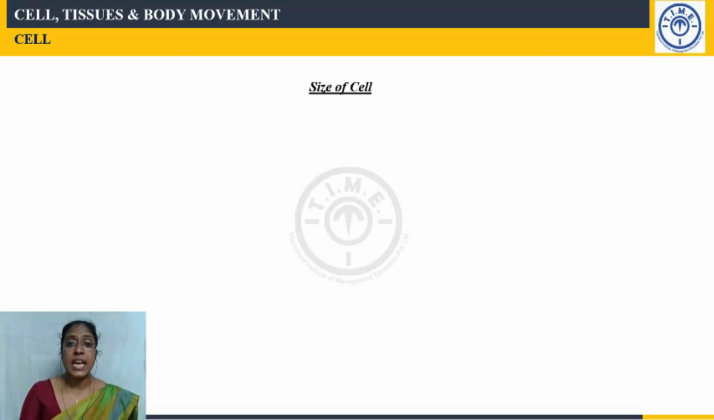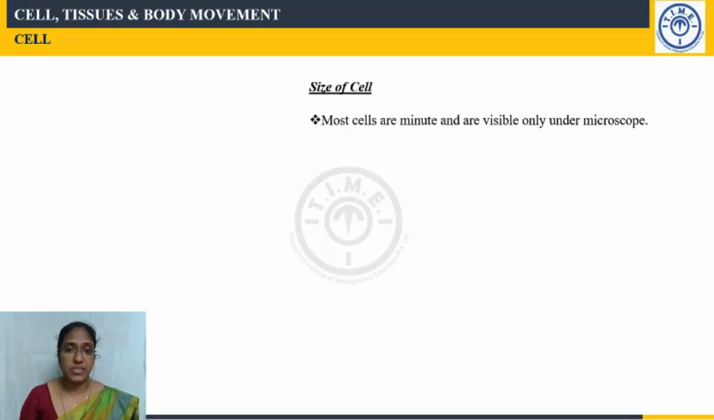Then the size of a cell. Most cells are minute and are visible only under a microscope, isn't it? Yes, it is very minute, so it cannot be seen with our naked eye. They are only a few micrometers in diameter. That means they are minute structures. Micrometer means a very small part of a meter.